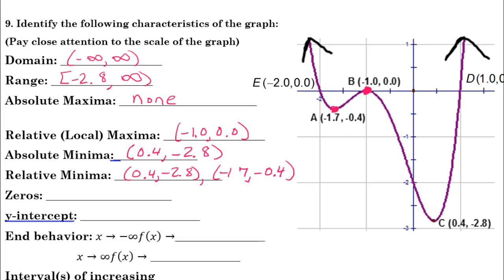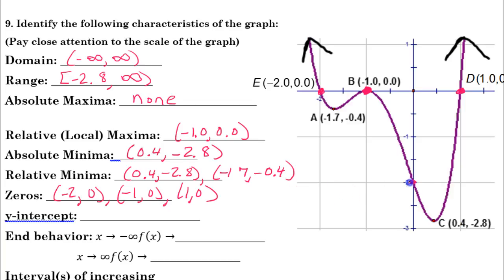Are there any zeros? Well, zeros are the x-intercepts of a graph. So we have zeros here and here and here. Those points are labeled for us once again. So that's going to be negative 2.0, or I could have just said negative 2. In fact, I'm not going to put the 0.0. So it's negative 2 comma 0, negative 1 comma 0, and positive 1 comma 0.